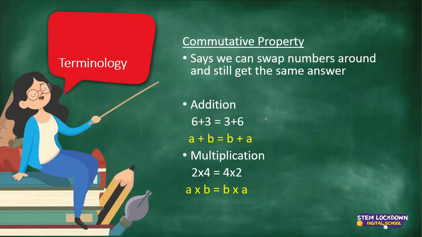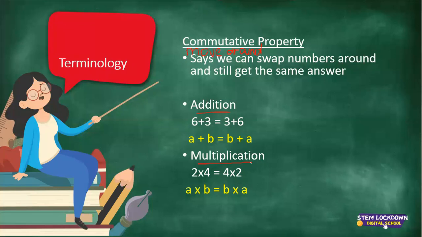Okay, next one is commutative property. Now, obviously, when you think commute, you think about moving around, right? So commute is to move around. I'm sure most of you know this from last term, but it's very important for this term as well. So to move around is to commute. This property says we can swap numbers around and still get the same answer, right? This applies to addition and multiplication.